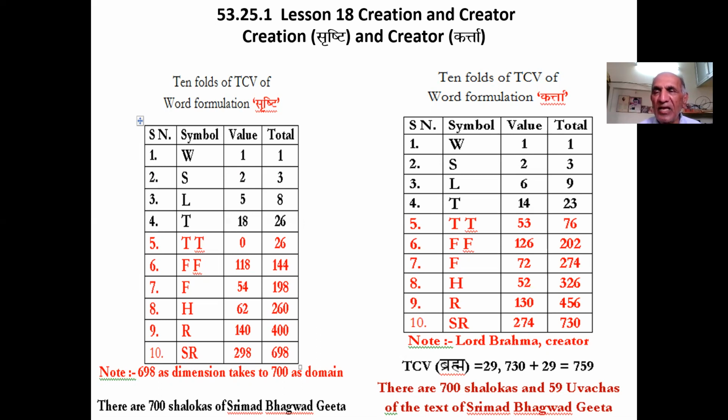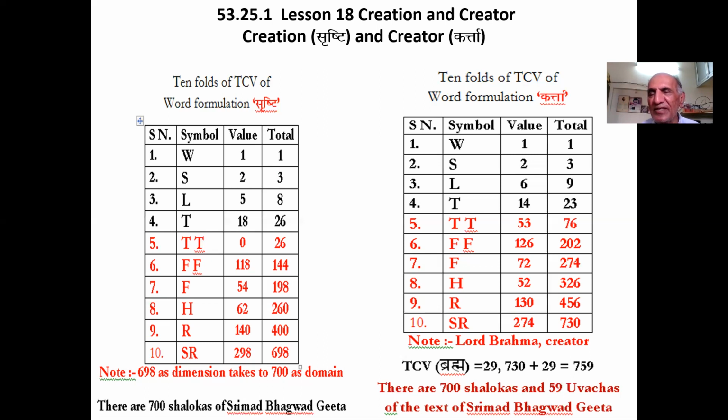Now, likewise, let us have a visit to formulation Karta. On the computer screen on the right side is the table of these 10 inner folds of formulation Karta. These are 1, 2, 6, 14, 53, 126, 72, 52, 132, 74. And the sequential summation values come to be 1, 3, 9, 23, 76, 202, 274, 326, 456, and 730.